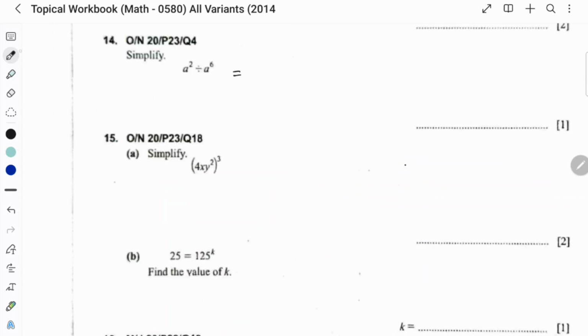Alright, in the 14th question, it's very easy. a to the power 2 minus 6 will be equal to a to the power minus 4 for this part. Or you can write down 1 upon a to the power 4. That is also a right answer.